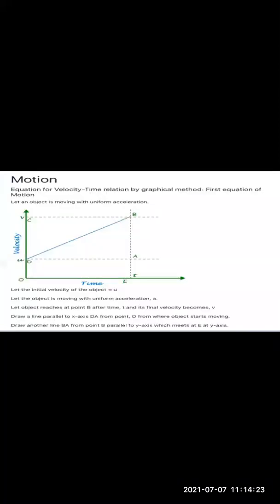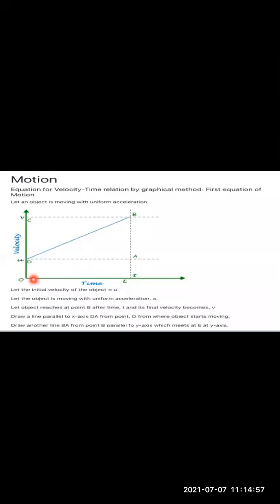So now we come to the next part of this lecture, a very, very important derivation that is appearing in this slide. We will now see. The derivation is very, very simple. Just try to understand. This is the equation for velocity-time relation by graphical method. Now, here we are seeing an object undergoing velocity change in a definite time interval.